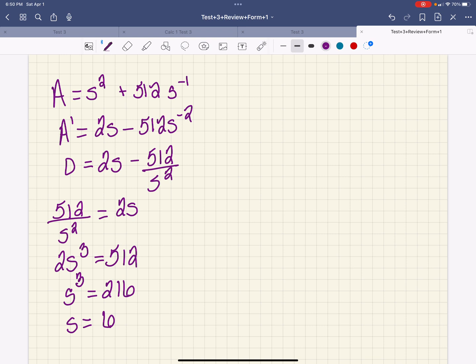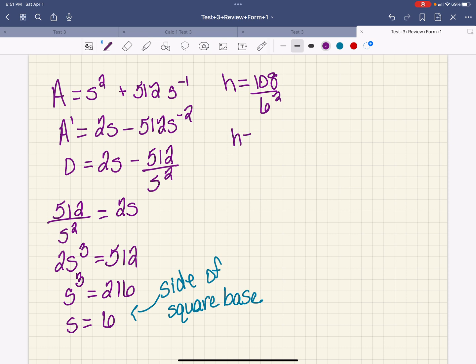So my square base is going to be a 6 by 6. This is the side of the square base. Now to find my height, it is 108 divided by 6 squared. So that is going to give me a height of 3. And we are talking about feet. So this is going to be 3 feet. This is going to be 6 feet.